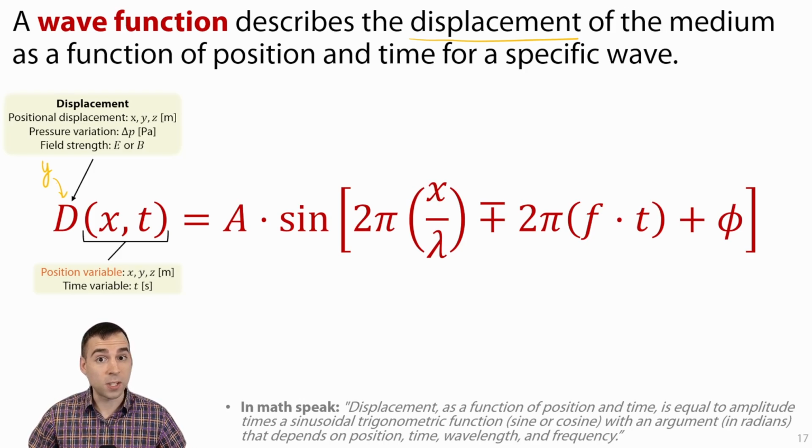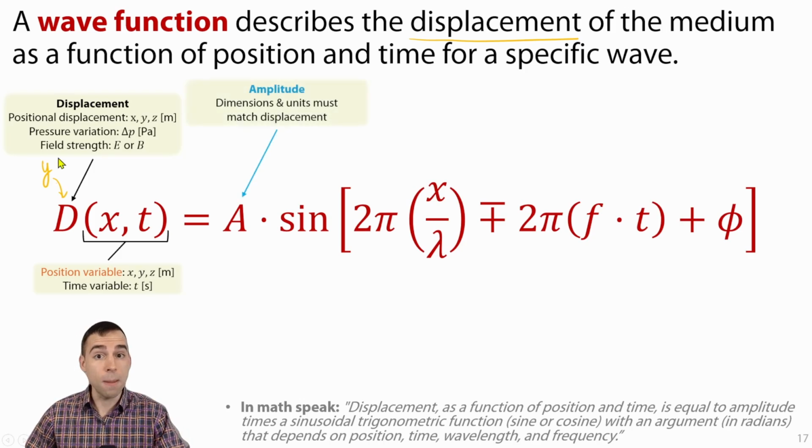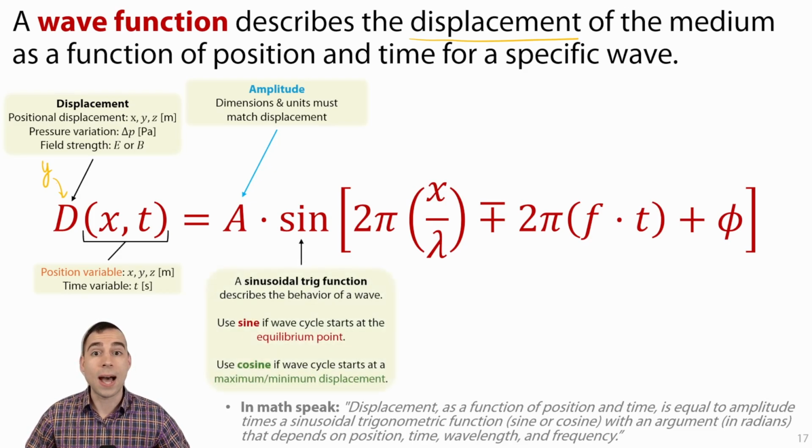That displacement depends on the amplitude of the wave. So the larger the amplitude, the larger we could get for a displacement. And this amplitude must match the units of the displacement. So if we're measuring y, this amplitude would be in meters. Then that will be followed by a trigonometric function that repeats itself, a sinusoidal trig function. And so we could either have a sine or a cosine here, but for now, let's just think about it as a sine, because that's a simple type of wave.